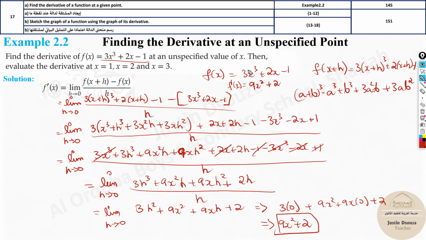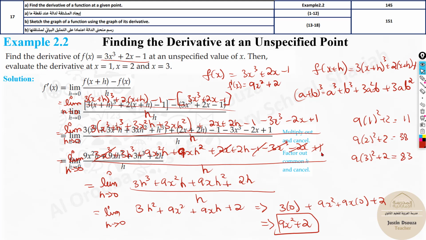Now over here, if you want to find it at x equals 1, this also can be done. Just substitute 1 over here. 9 into 1 the whole square plus 2. If it's 2, 9 into 2 the whole square plus 2. And lastly 3, 9 into 3 the whole square plus 2. So just substitute the values, and in the calculator you can do it. Now 1 squared is 1, 9 plus 2 is 11. 4 times 9 is 36, 36 plus 2 is 38. 3 squared is 9, 9 nines are 81, 81 plus 2 is 83. So these will be the final answers: 11, 38 and 83.